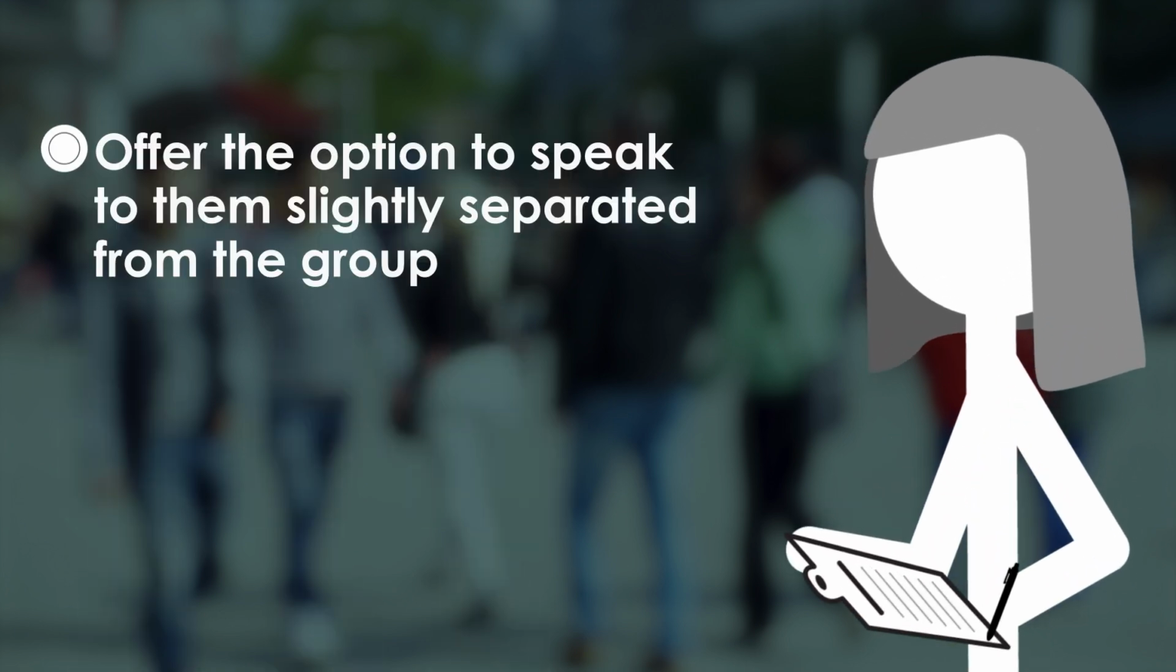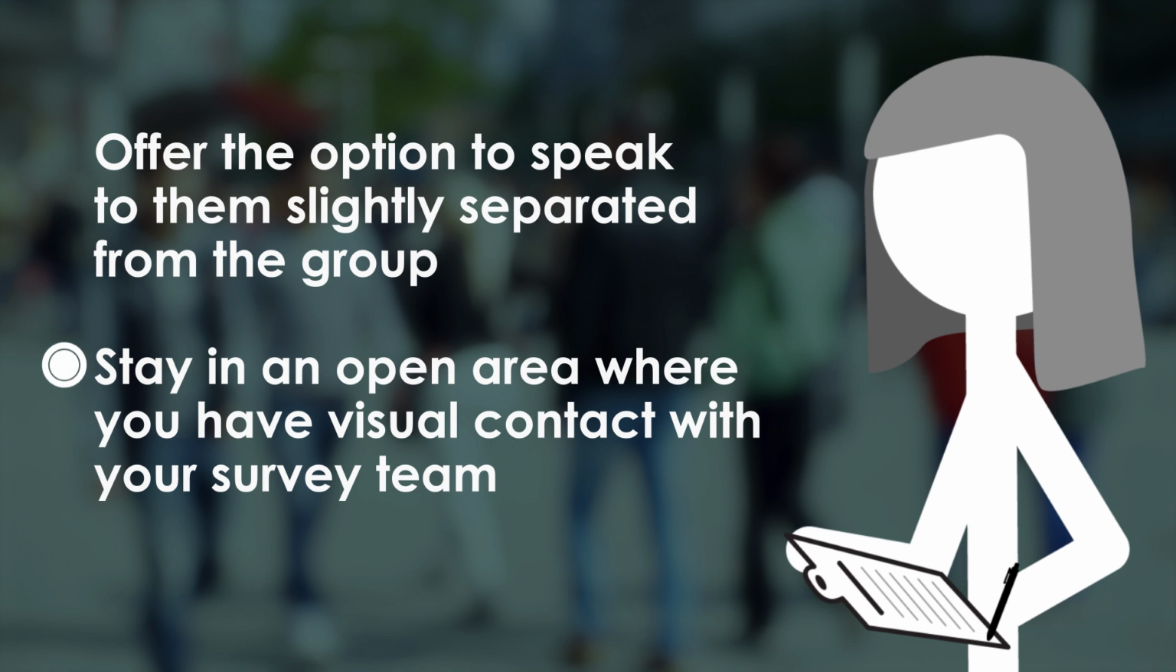When someone within a group agrees to participate, you can offer the option to speak to them slightly separated from the group. A small distance from the group will give some privacy to the respondent and contribute to the quality of the data collected. If more than one person agrees to participate, each member of the survey team can proceed individually with the survey, if they feel comfortable or confident doing so. Remember to stay in an open area where you have visual contact with your survey team.